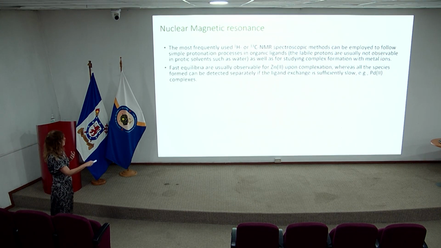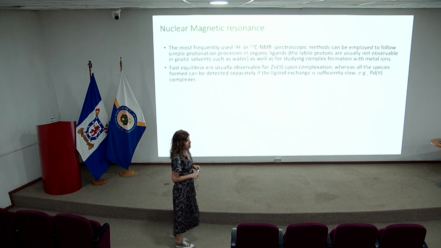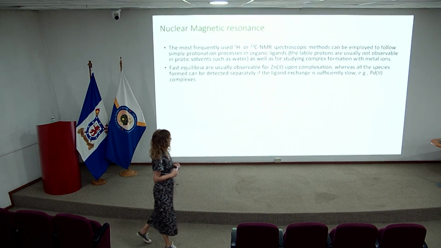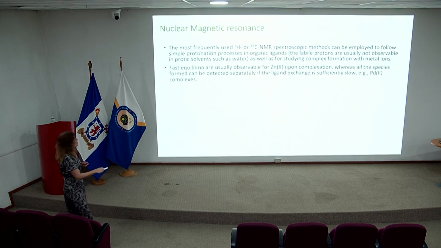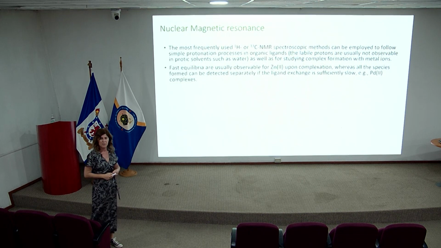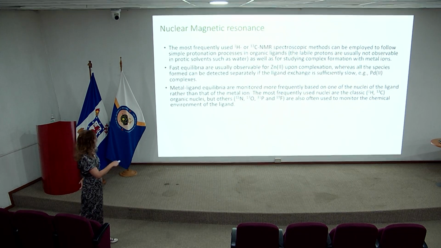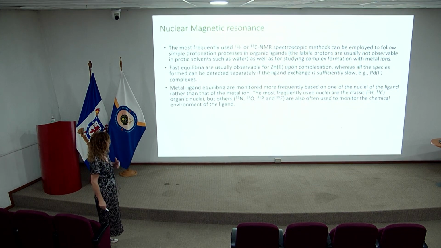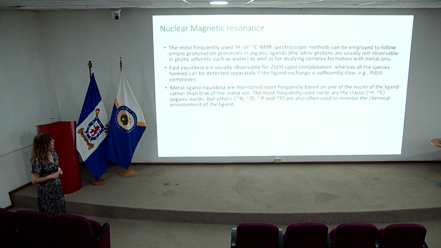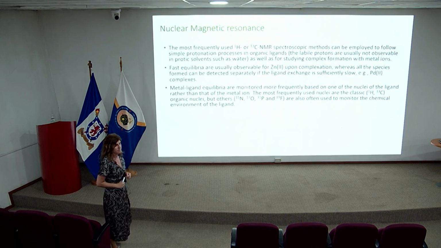We have systems in which we have fast equilibria, like zinc-2 upon complexation. Zinc is a classical example used in speciation by NMR, but we can also detect, for instance, palladium complexes, because the ligand exchange is very slow. So we have one species in solution that stays as it is. We can also use other nuclei from the ligand: nitrogen-15, oxygen-17, phosphorus-31, and fluorine-19. So some of these can be quite expensive techniques if we need special nuclei.